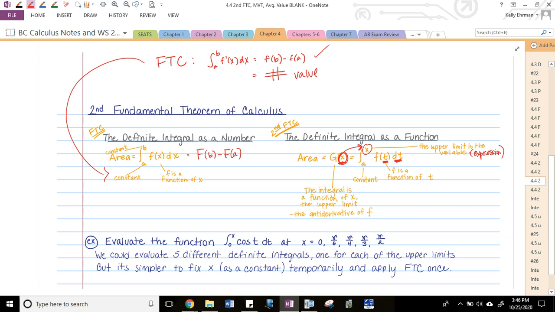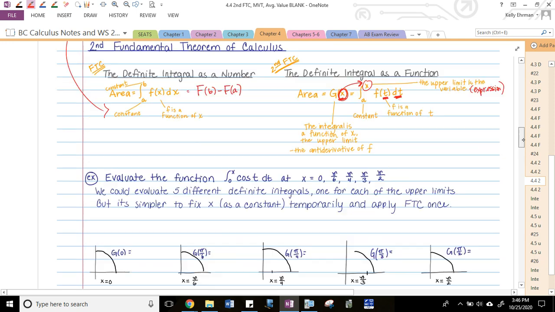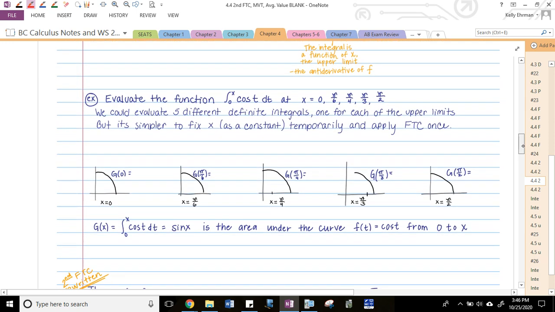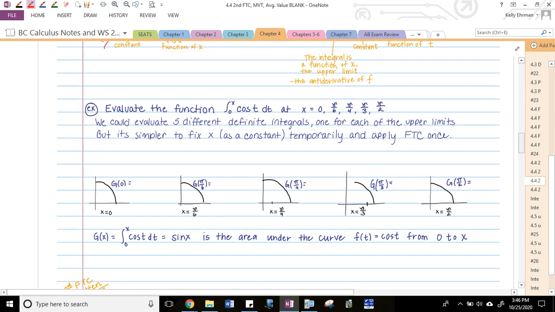When we get an answer, our answer isn't going to be a number. Our answer is going to be some sort of function, and it will be in terms of x, even though the original function was in terms of t. So that all seems very confusing. Let's try putting it into practice a little bit.